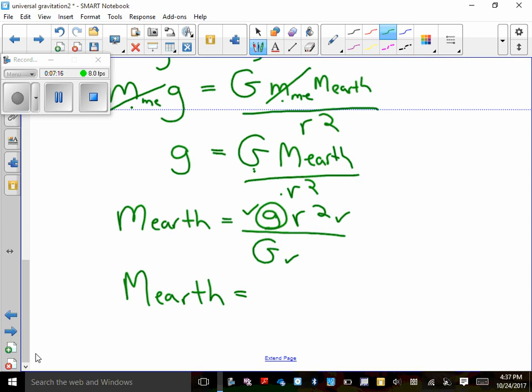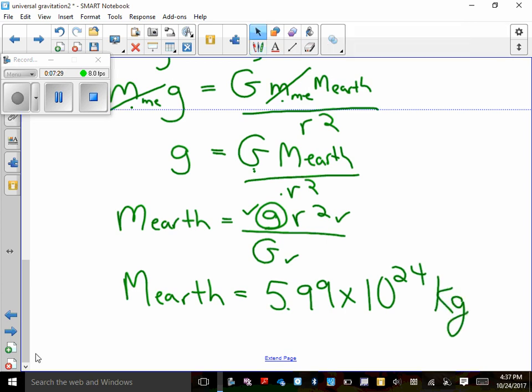Hopefully you pressed pause. When I did this, I got 5.99 times 10 to the 24 kilograms. So this is how Cavendish found out the mass of the Earth, how he weighed the Earth.